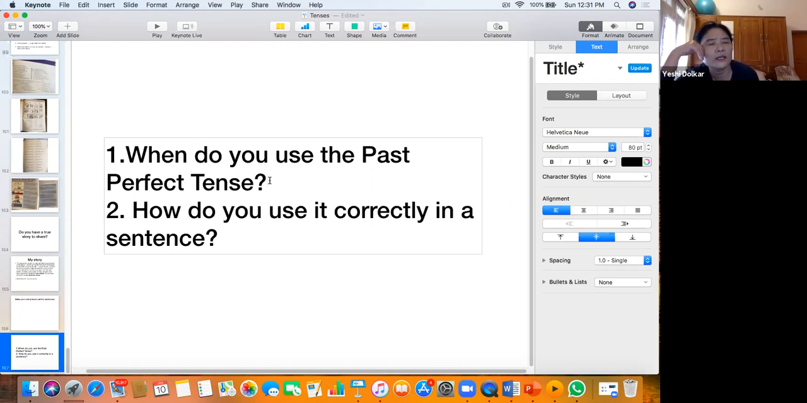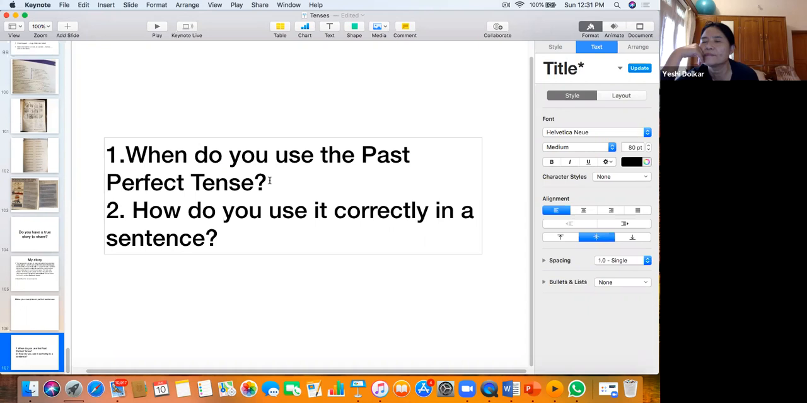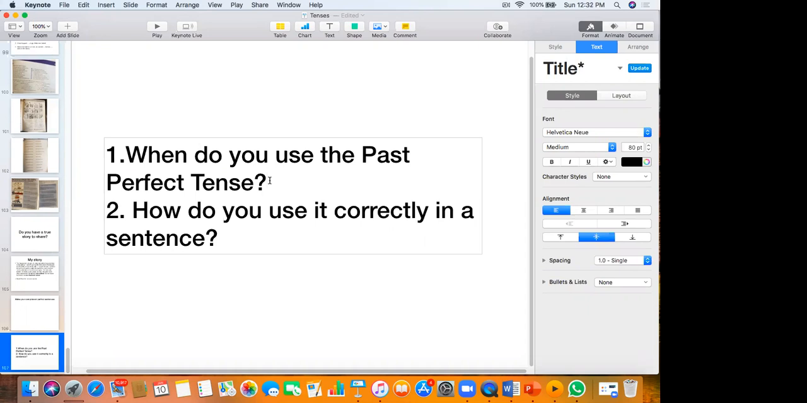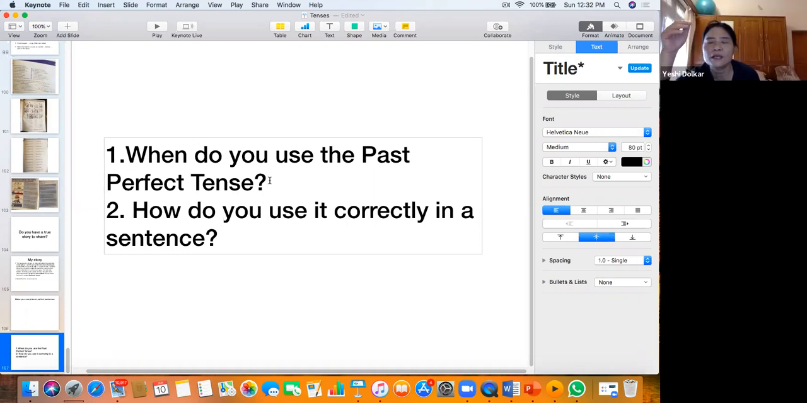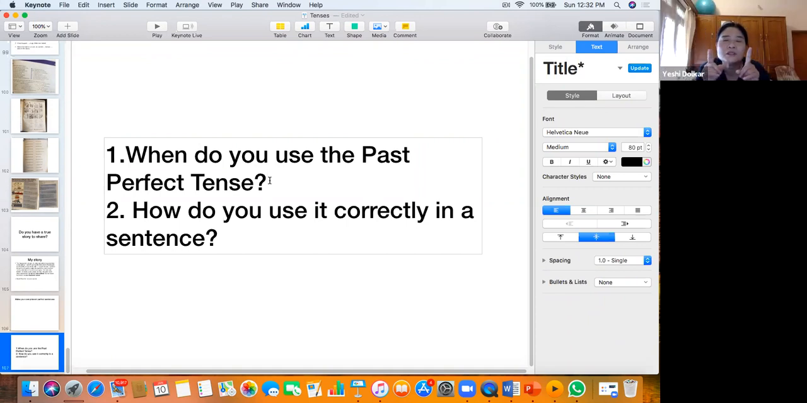That's good. Anyway, how do you use it correctly in a sentence? Past perfect: subject plus had plus the third form of the verb, the past participle. And you always use it with the past simple tense, because the two actions did not happen at the same time. So one is in the past simple. The one that happened before is in the past perfect.